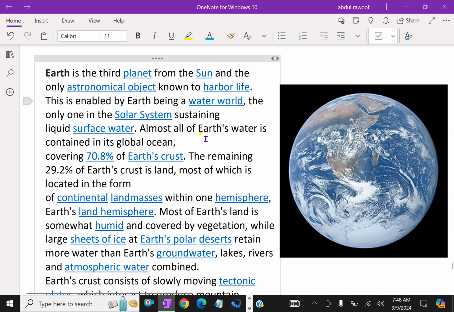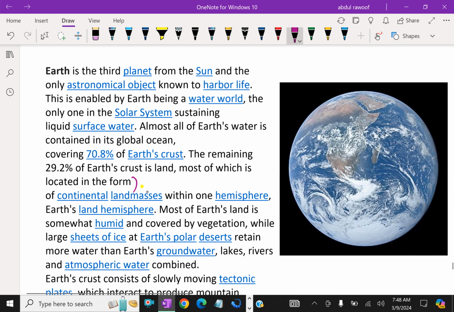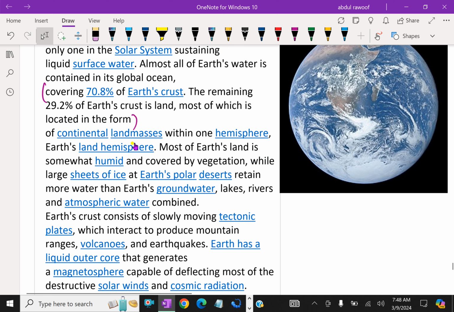Almost all of the Earth's water is contained in its global ocean, covering 70.8% of Earth's crust. The remaining 29.2% of the crust is land, most of which is located in the form of continental land masses within one hemisphere, Earth's land hemisphere. Most of the Earth's land is somewhat humid and covered by vegetation, while large sheets of ice at Earth's polar deserts retain more water than Earth's groundwater, lakes, rivers, and atmospheric water combined.